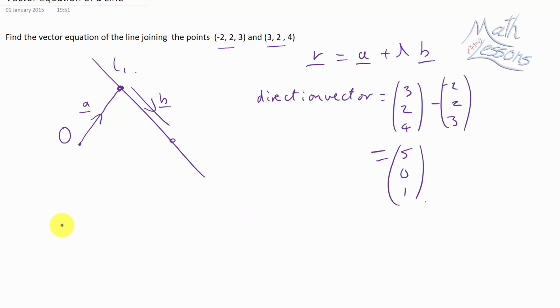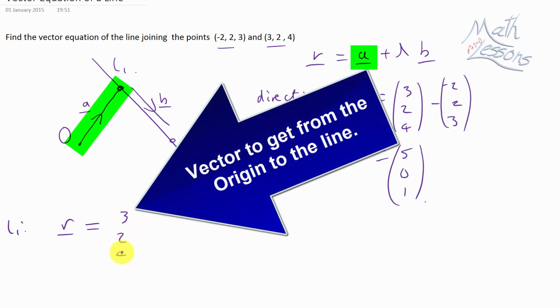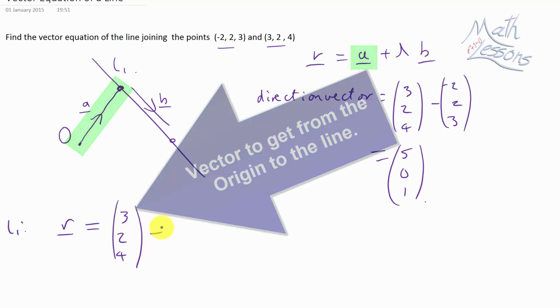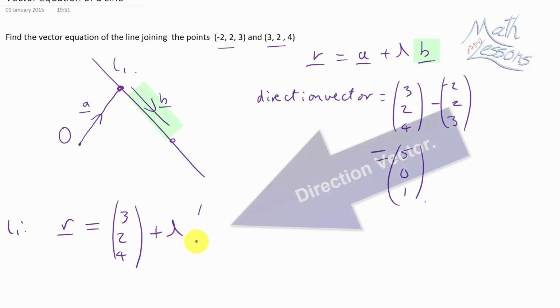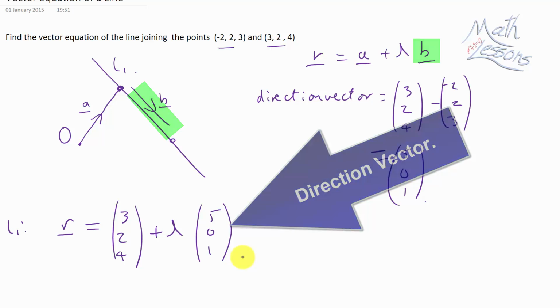So our line L1 is given by the position vector r is, well, I'm going to use (3, 2, 4) to get me to the line, plus lambda lots of (5, 0, 1) to get to any other point on the line.